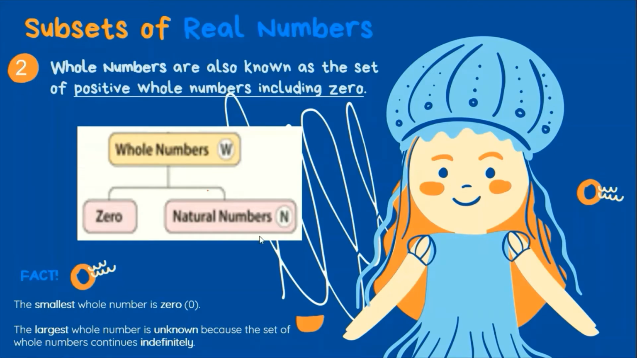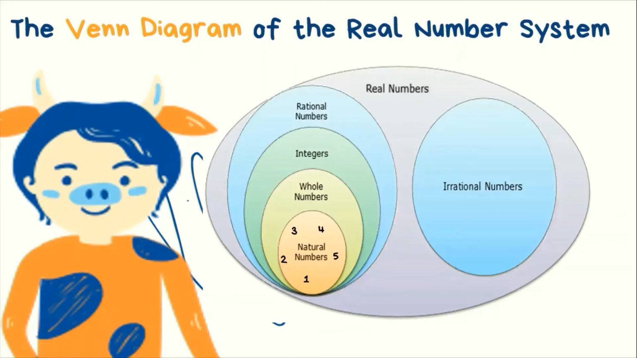Going back to the Venn diagram of real numbers, we have already learned about whole numbers. Whole numbers include all natural numbers like 1, 2, 3, and 4, and so on, and 0. Kaya yung natural numbers, yung kanyang Venn diagram ay nasa loob ng whole numbers dahil lahat ng natural numbers ay parte ng whole numbers plus 0.